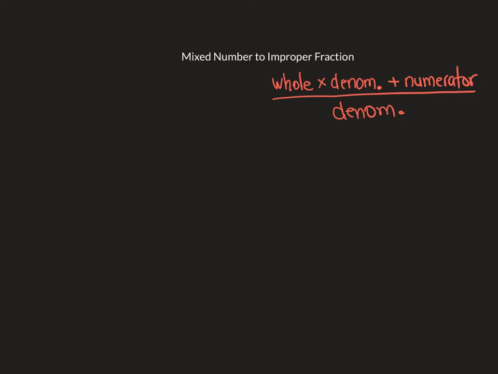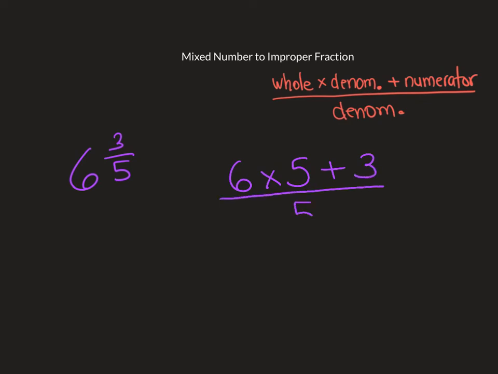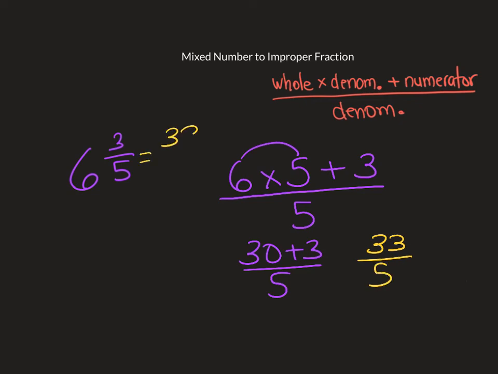So let's try another one. Let's say we have 6 and 3/5. So our whole is 6. So we start with 6 times our denominator, which is 5, plus our numerator, which is 3, all over the same denominator, which is 5. So what's 6 times 5? Right, 30, plus 3 over 5. 30 plus 3? Right, 33. So we end up with 6 and 3/5 is equivalent to 33/5. This is the mixed number, and this is the improper fraction.